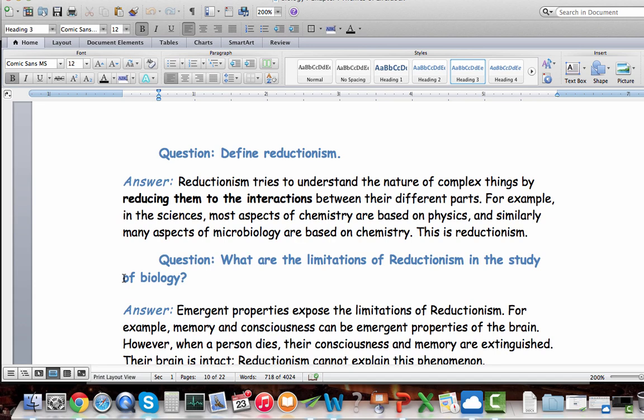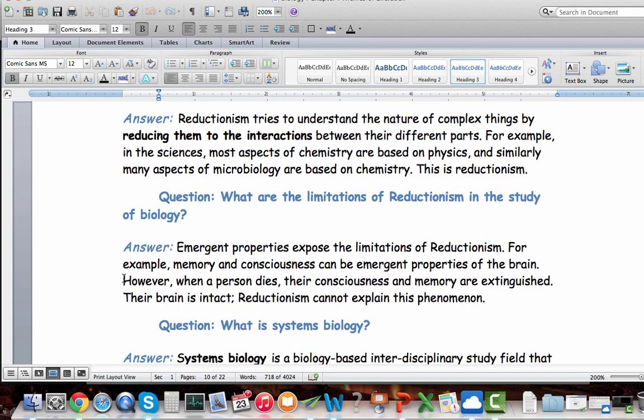Question. Define reductionism. Answer. Reductionism tries to understand the nature of complex things by reducing them to the interactions between their different parts. For example, in the sciences, most aspects of chemistry are based on physics, and similarly, many aspects of microbiology are based on chemistry. This is reductionism.